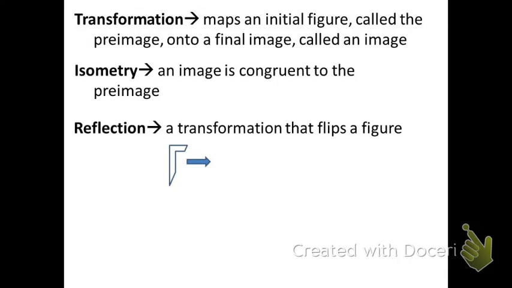A reflection is a transformation that flips a figure. So we have a figure there, we're going to flip it over, and there's a reflection. Because you can see that these two are congruent, then we get to say a reflection is an isometry.